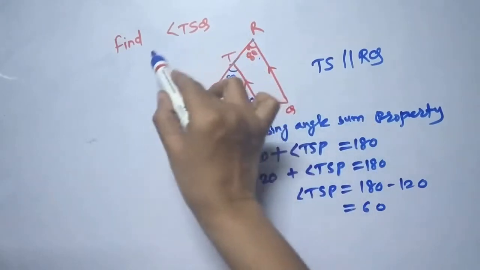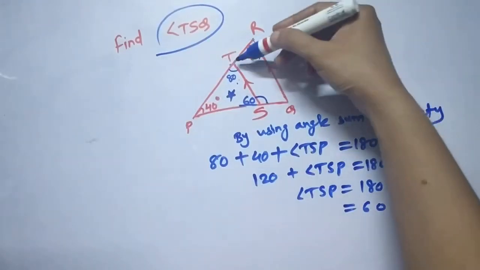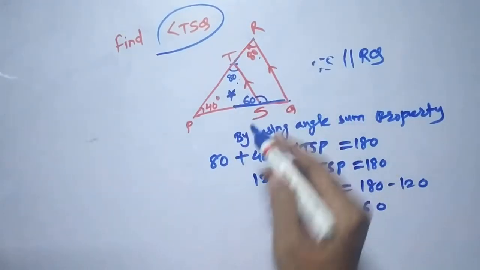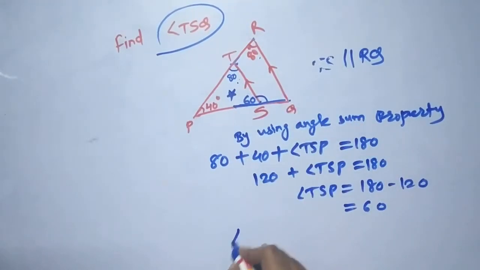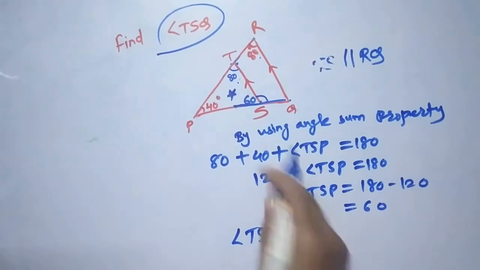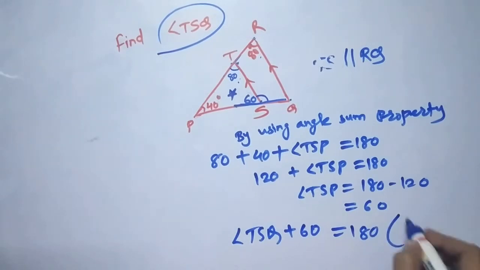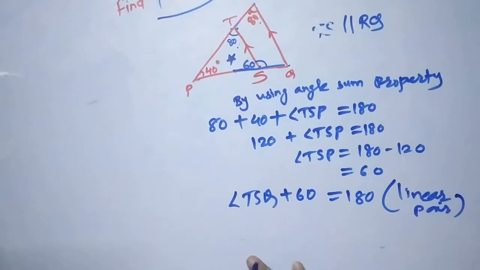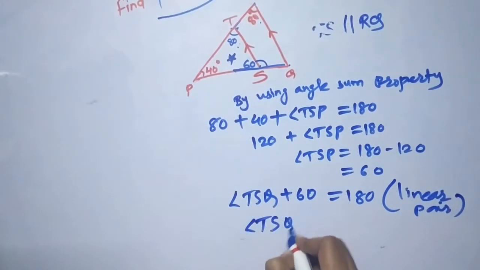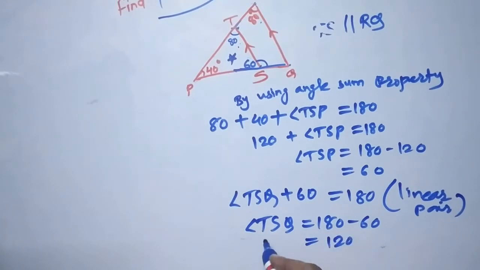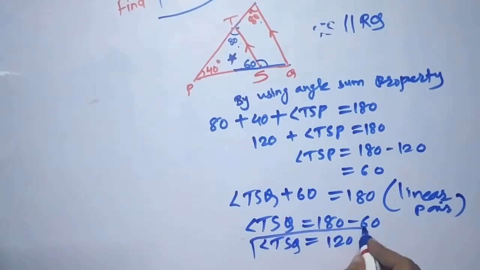But our question is to find out TSQ, and TSQ is here, this one. So if you notice here, it is a linear pair forming. So angle TSQ plus this angle, which is 60, is making a linear pair. So you can write in bracket, it is a linear pair angle. So friends, angle TSQ is nothing but 180 minus 60, which is 120 degree. So this is 120 degree.